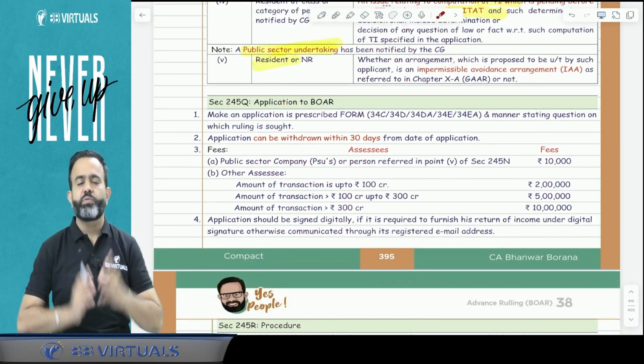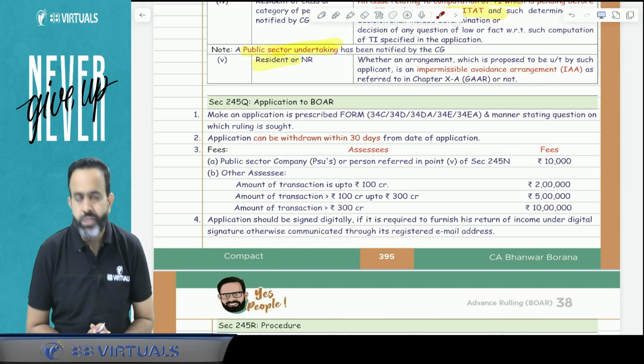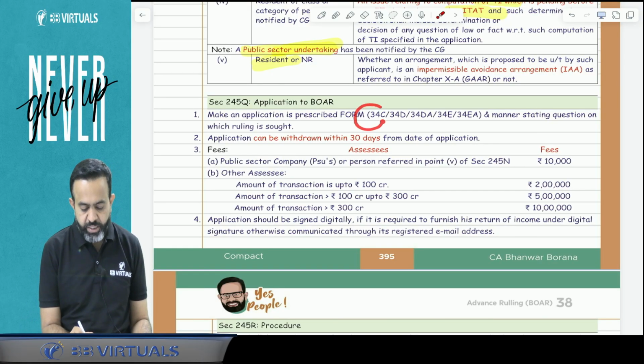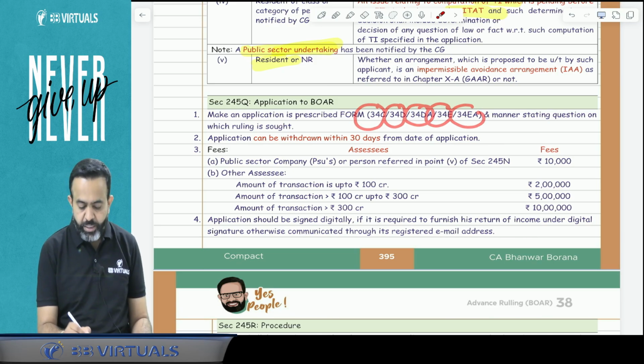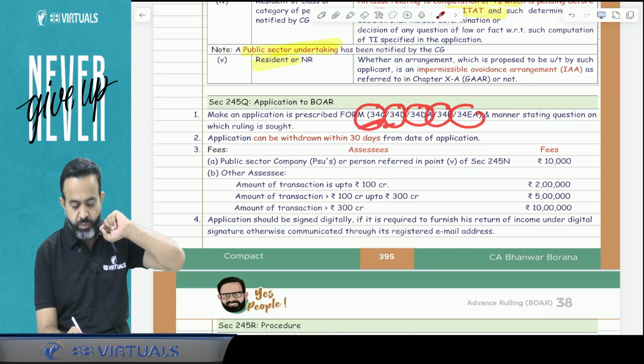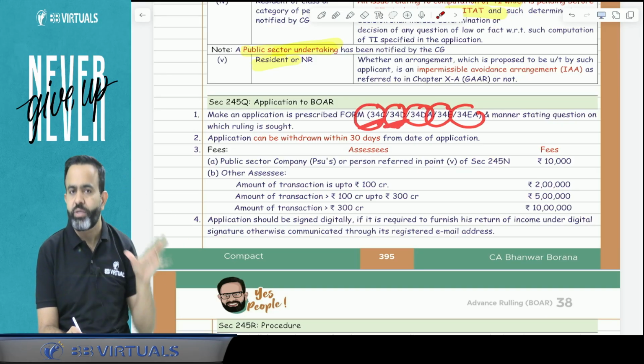Now the question is, sir, what is the form for the application? So guys, the forms are form number 34C, 34D, 34DA, 34E, 34EA. 34C is for the non-resident, 34D is for a resident on behalf of a non-resident, and so on.